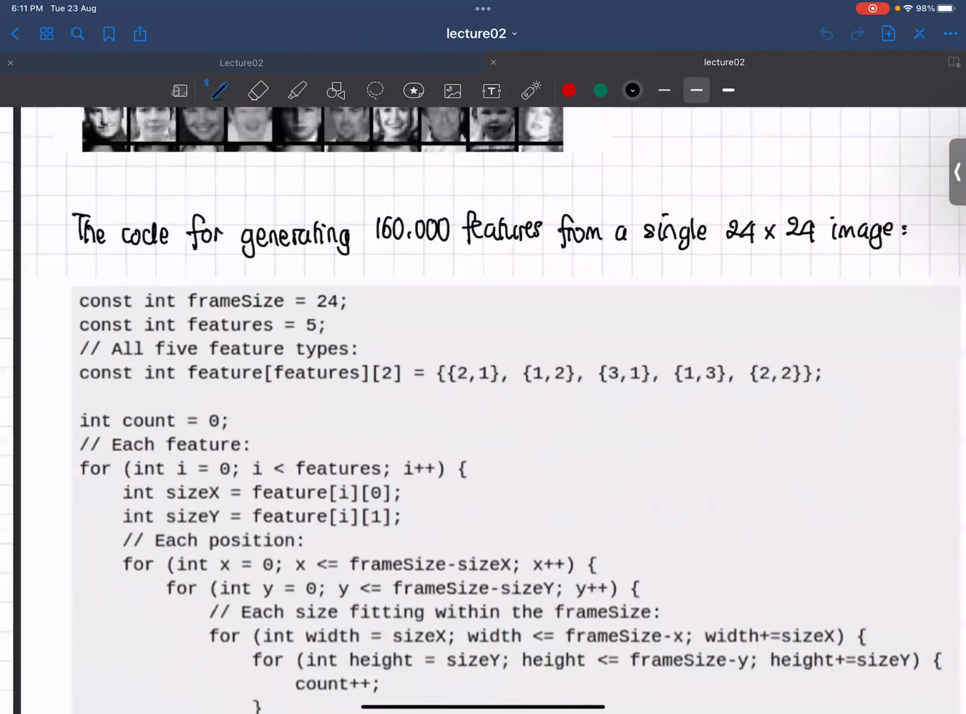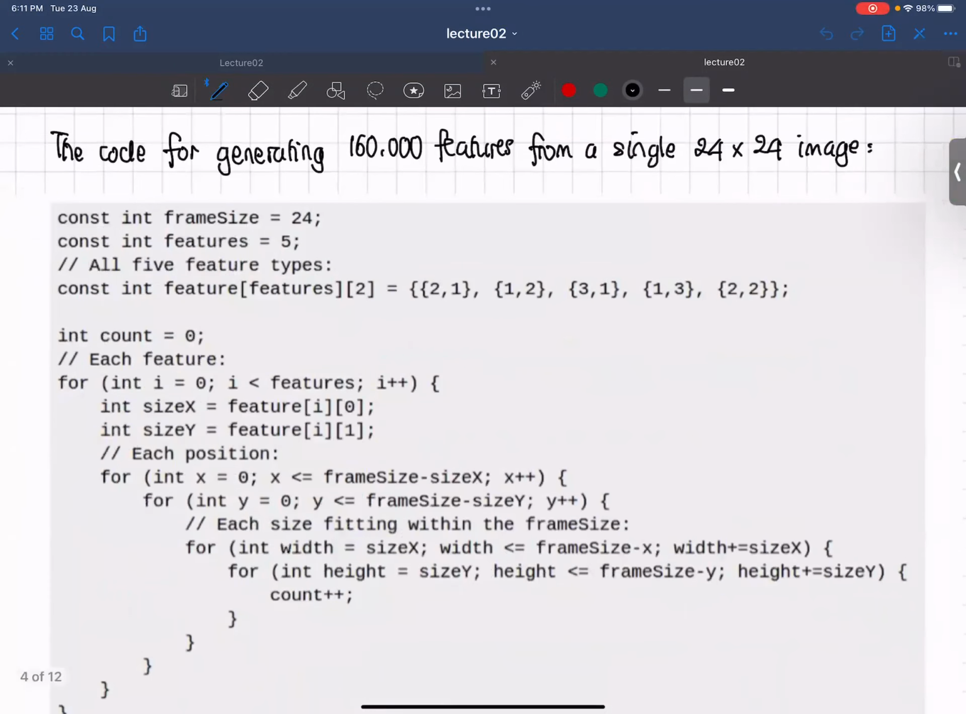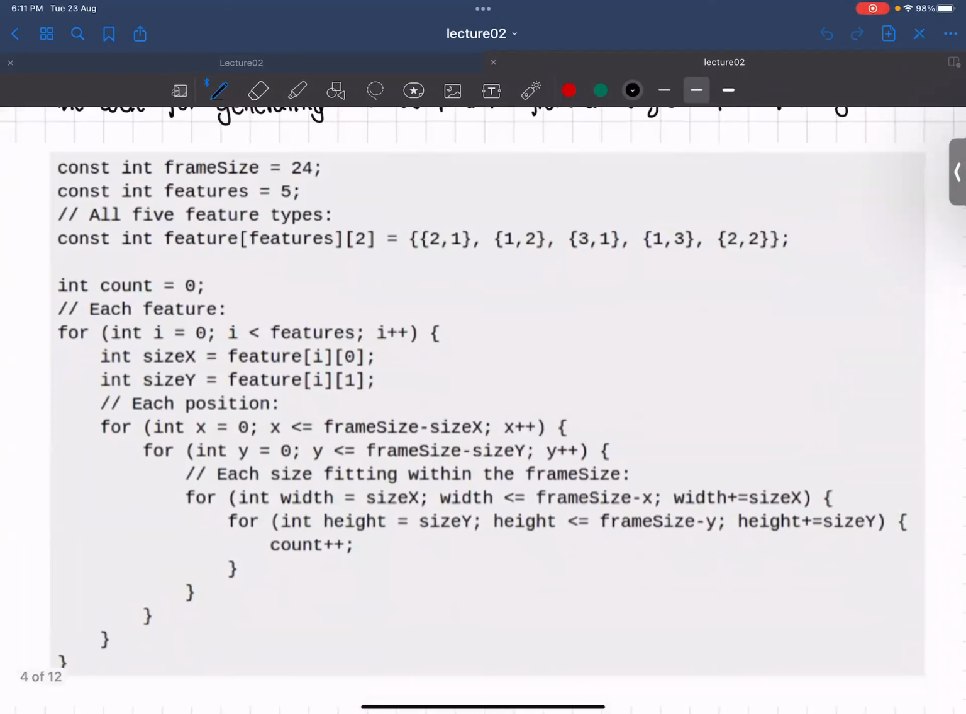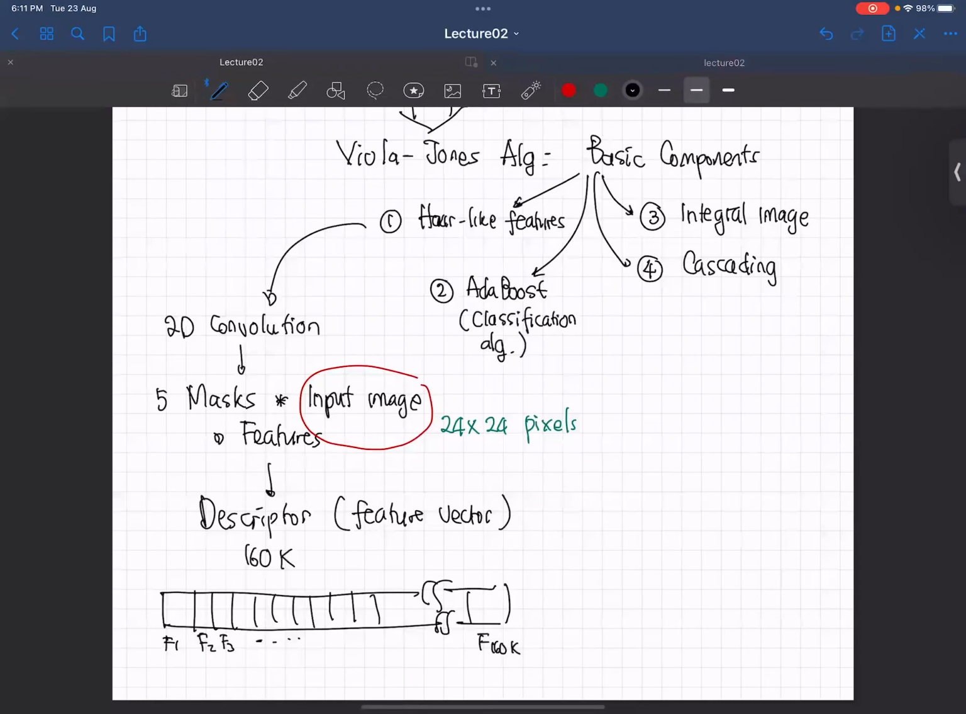So if you want to understand 160K features, then this is the algorithm. If you keep counting in these loops, it will give you the count of 160K. So please try to understand this algorithm to get the idea of how the mask operates on the input image. Okay, so that's how we can get the feature vectors. Any questions so far?